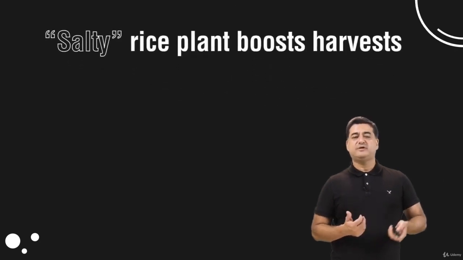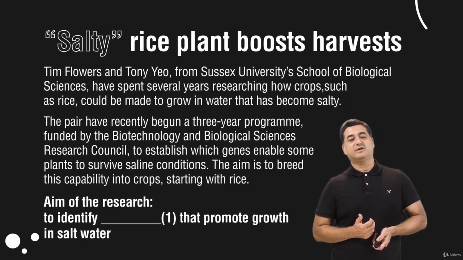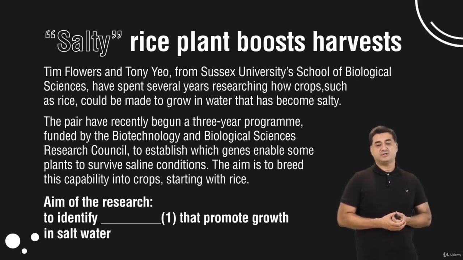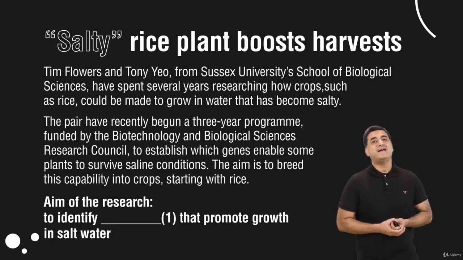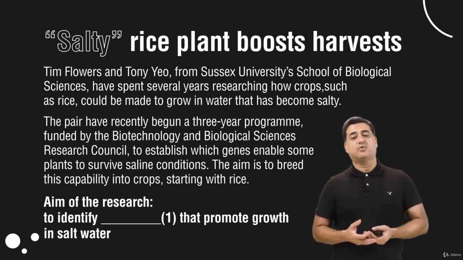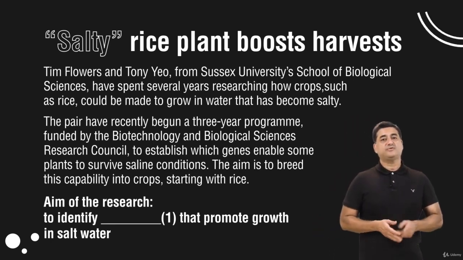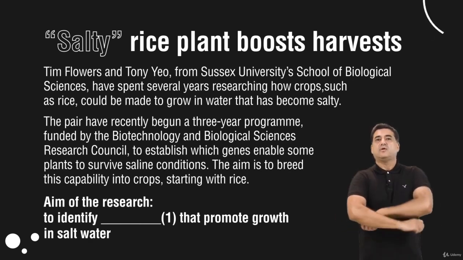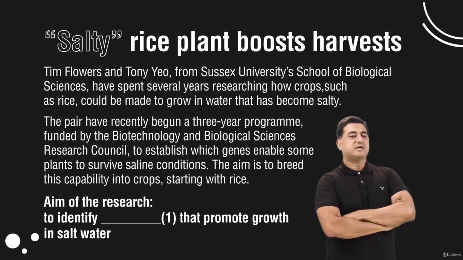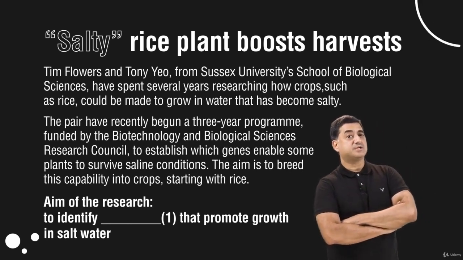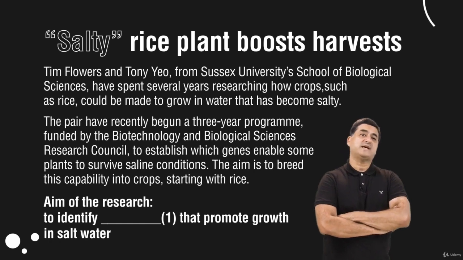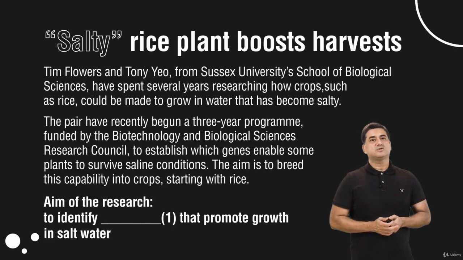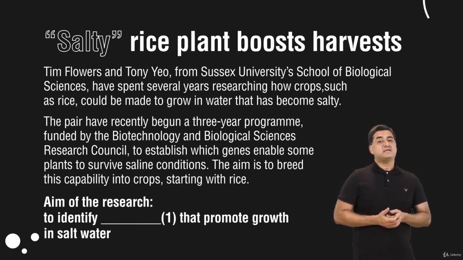Now, let's see. We will do it the way we normally would like to do. So the first question is aim of the research. What is the aim of the research? To identify dash that promote growth in salt water. First of all, we must understand what are the keywords here. The keyword here is aim of the research. So if we know what is the aim of the research, we will be able to find the answer to this question. So we have to find where is the aim.